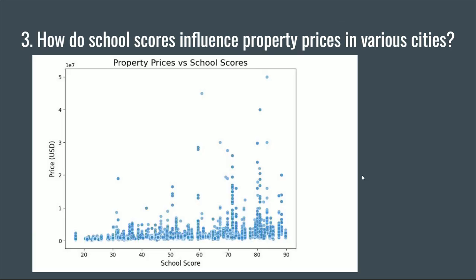So question number 3, how do school scores influence property prices in various cities? This scatter plot showed the relationship between school scores and property prices. As explained on the graph, areas with higher school scores generally had higher property prices. The upward trend in the plot confirmed that school quality is a strong driver in indicating property value or prices.